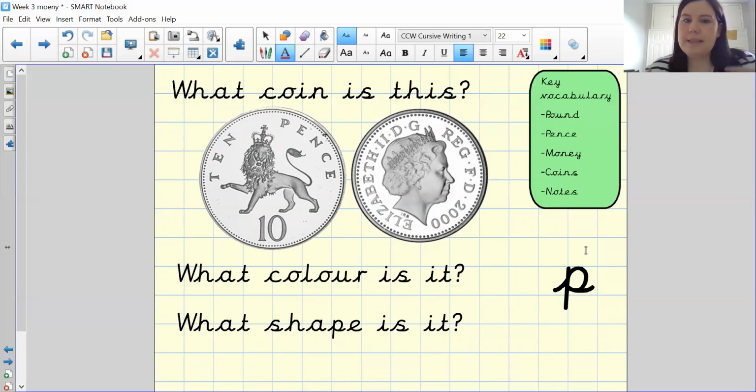And the next one is a 10p coin. And again, you're going to draw the 10p coin now and then answer the questions underneath. What colour and what shape is it? Stop the video now, please.